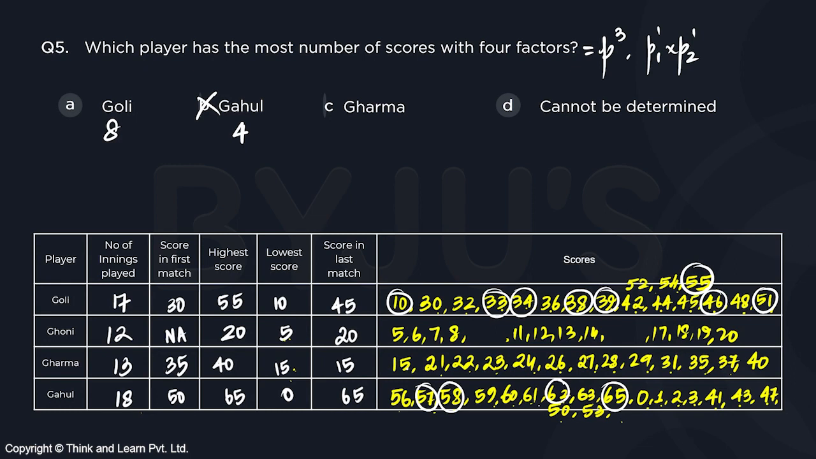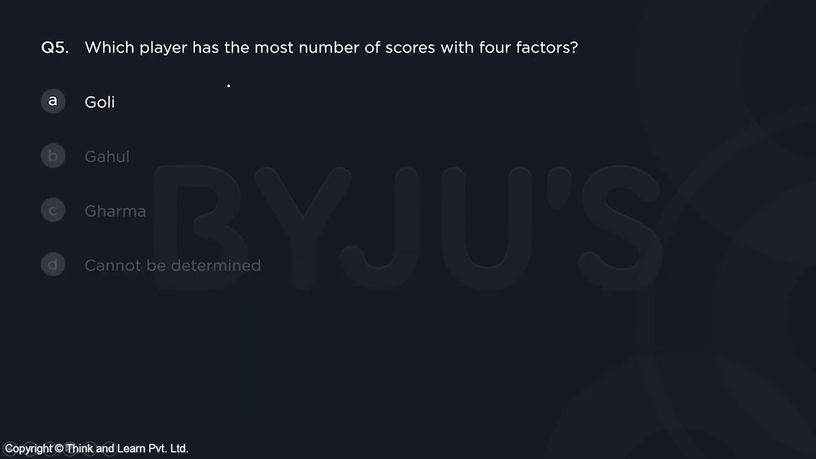Gharma. So we have 15 as 3 into 5, 21 as 3 into 7, 22 as 2 into 11, 24 is 2, 2, 2, a lot of 2's, 26 is 2 into 13, 27 is a perfect cube, so that should be included. 28 is 2 into 2 into 7, no. 29 is prime, 31 is prime, 35 is 5 into 7, 37 is prime, 40 is 2, 2, 2, so we have a total of 6. So definitely it's determinable and it's going to be Goli. So option A should be the answer.